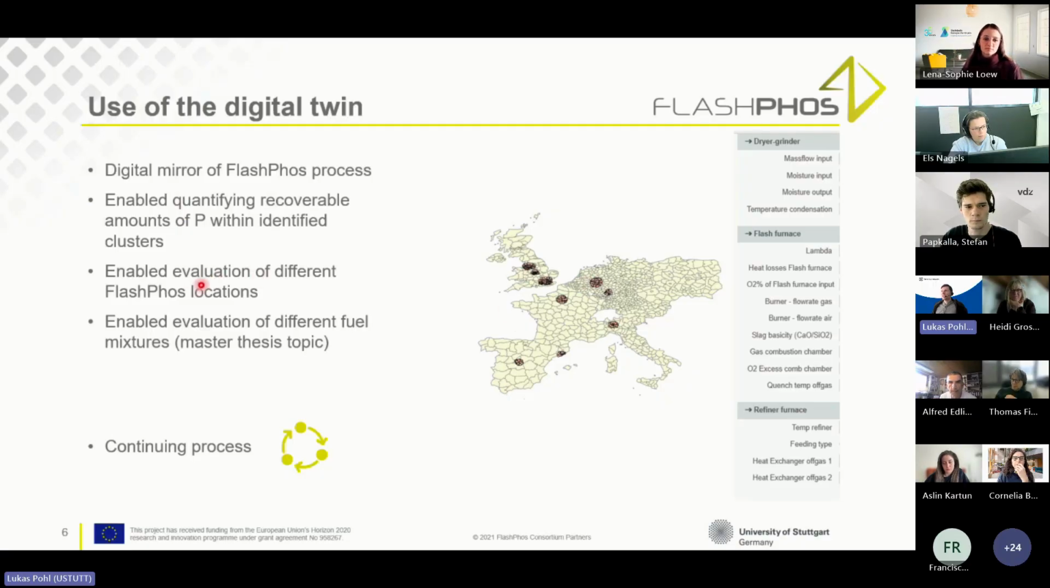So we could evaluate these locations. And this evaluation also coped with a different fuel mixture, with different additives, and allowed us to find out which are the most suitable spots for the FlashPhos process. And this was and has always been a continuing process of exchange as well.